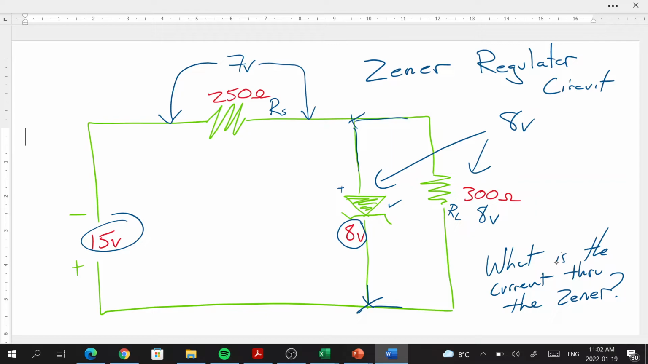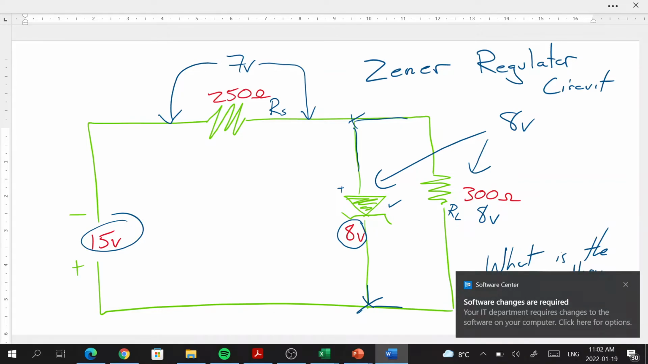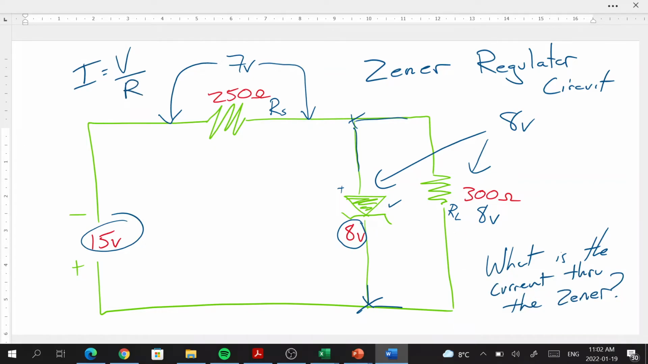All right, so now, because we know two values, we can take the 7 divided by 250, and that's going to give us our current using, of course, Ohm's law, I equals V over R, of 28 milliamps going through our shunt resistor or our series resistor.